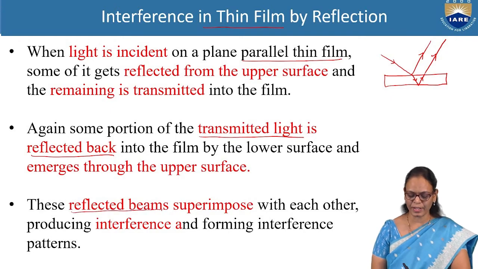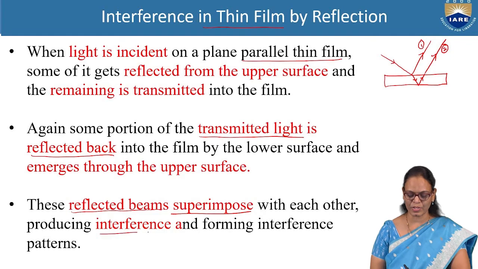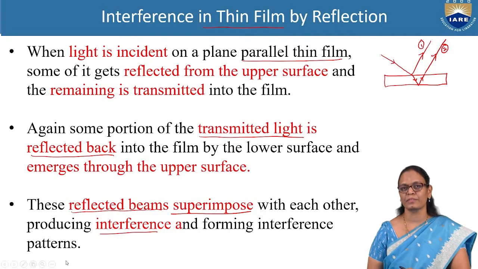So these reflected beams will superimpose. This is the beam which is reflected. This is the second beam which has undergone refraction and then is coming out. These two beams, when they interfere with each other, superimpose and give rise to an interference pattern.